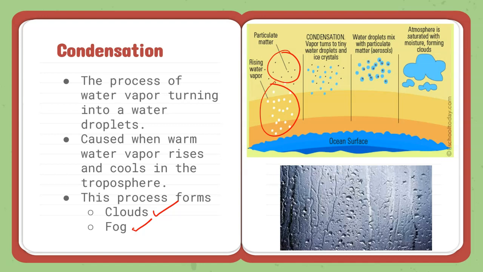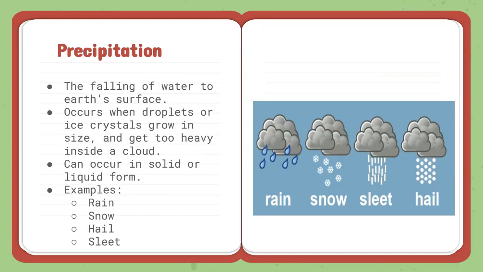When a particulate and water vapor molecule meet, what ends up happening is the water vapor is able to condense onto that tiny particulate, and when there's enough water vapor and particulates together, that is what forms a cloud. And notice how this is all happening over here in this image over the ocean.